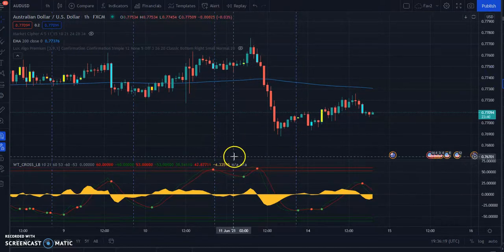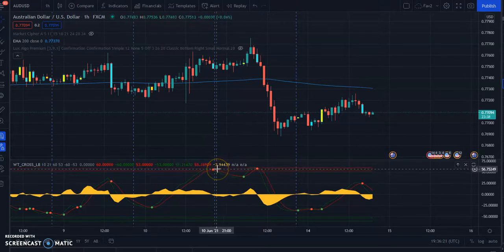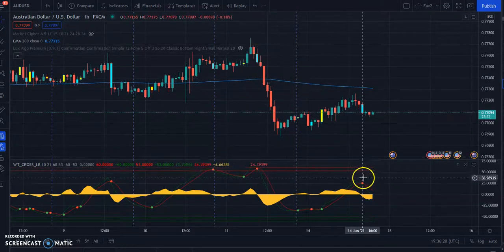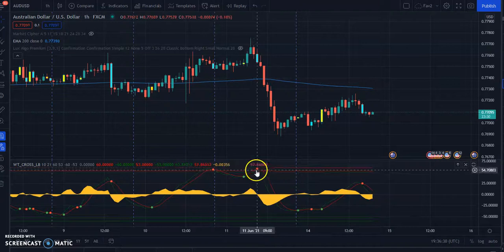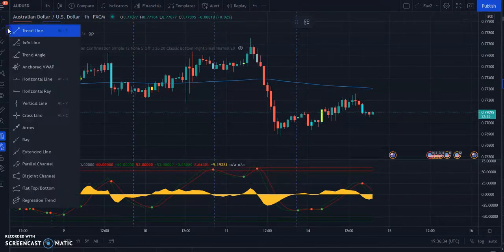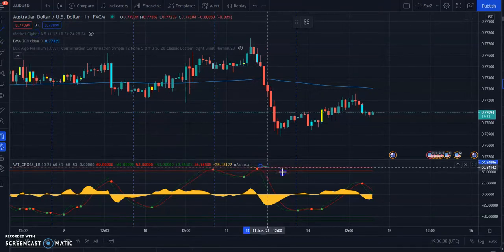With the exception of if you get divergence, then you might want to trade against the moving average. But in this one, this is a perfect setup right here, I think. Let me draw a line. See, I'm not good at drawing lines here. Trend line, I guess. So this here.